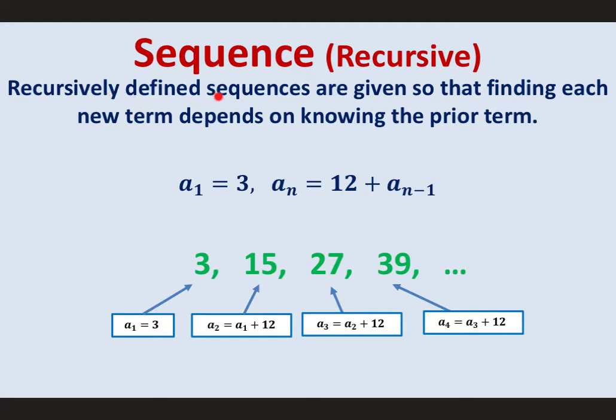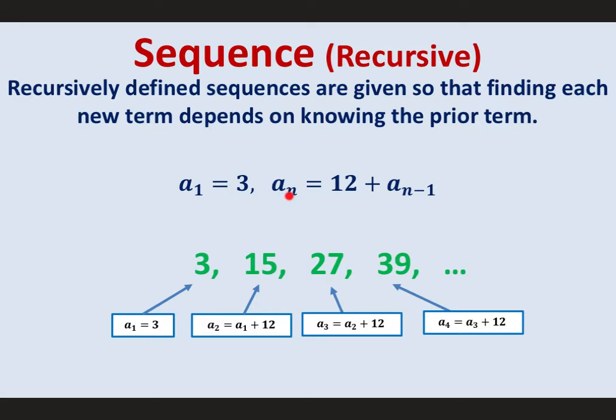Recursively defined sequences are given so that finding each new term depends on knowing its prior term. So I can only find the 6th term if I can look back and know what the 5th term was. I can find the 7th term by looking back and knowing what the 6th term was, and so on and so on. So these are listed a little bit differently. They usually give you one of the terms. So they say like the first term is 3, and then they say any future term is equal to 12 plus the term before it. That's what this notation says.